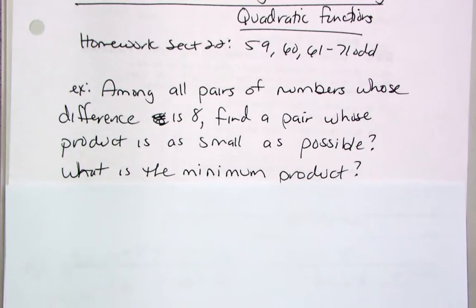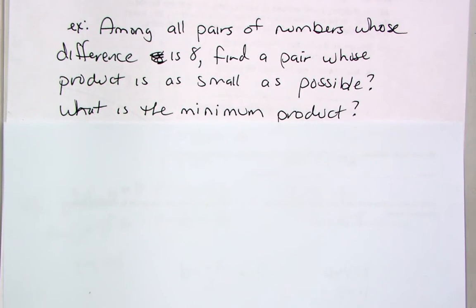I actually wrote it out, in case you can't read my god-awful writing. Among all pairs of numbers whose difference is 8, find a pair of numbers whose product is as small as possible. So a minimizing problem.